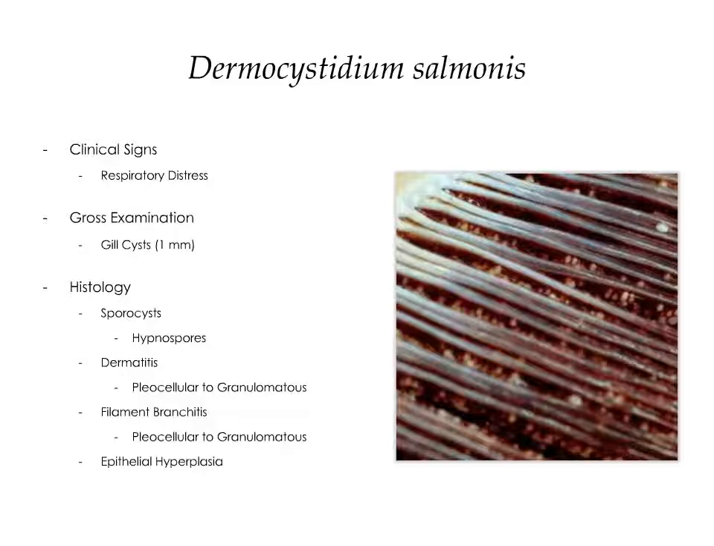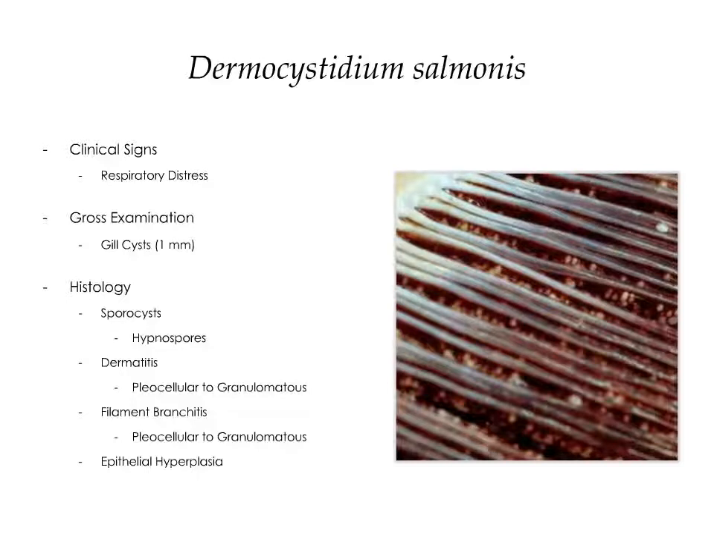Clinical signs associated with the disease include respiratory distress. On gross examination, there are large numbers of tissue cysts within the gills. Tissue cysts are up to 1 millimeter in diameter, and so they're visible with the naked eye. Histologically, you'll see large numbers of sporocysts containing hypnospores.